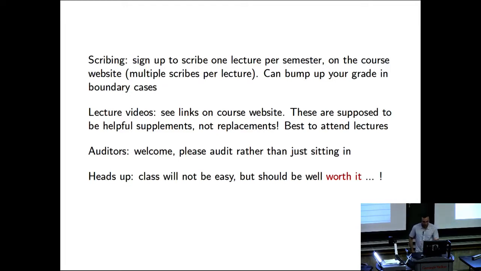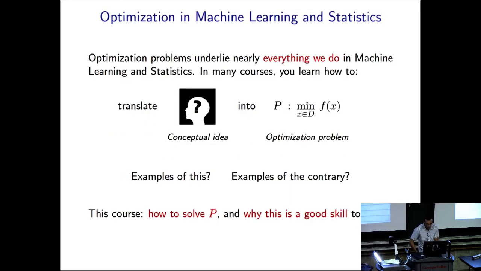So let's start the fun stuff. Optimization problems. I think it's not really arguable at this point. It's just a fact. They underlie almost everything we do in machine learning and statistics, and in other fields as well. I don't think everybody here is a graduate student in ML or in stats.